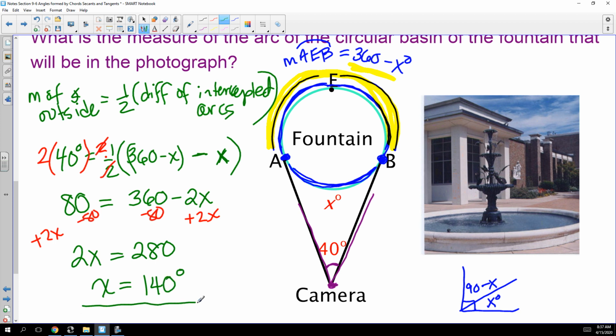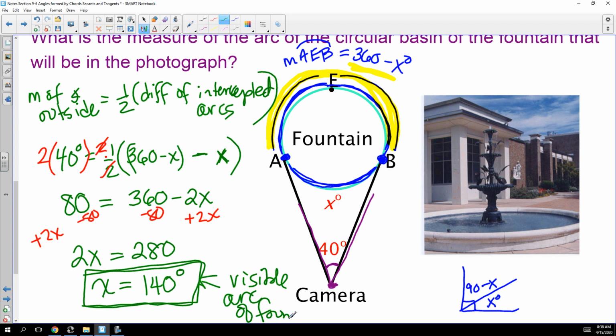And that's the measure of the arc of the part of the fountain, the visible part of the fountain. Okay, so the visible arc of the fountain measures 140 degrees.